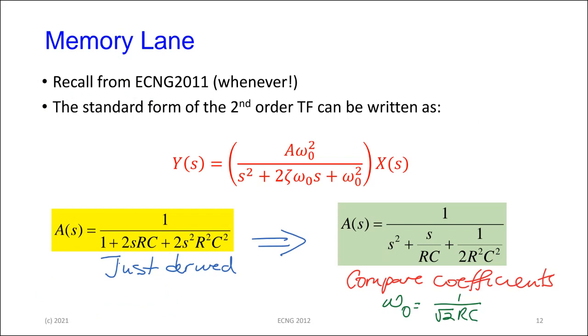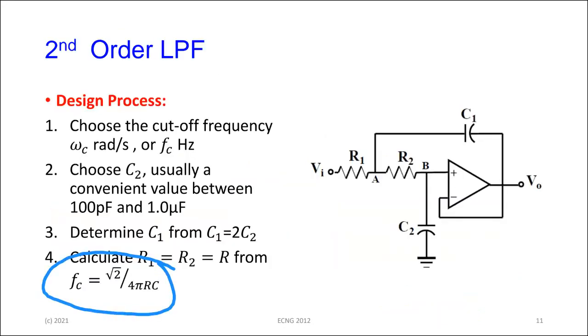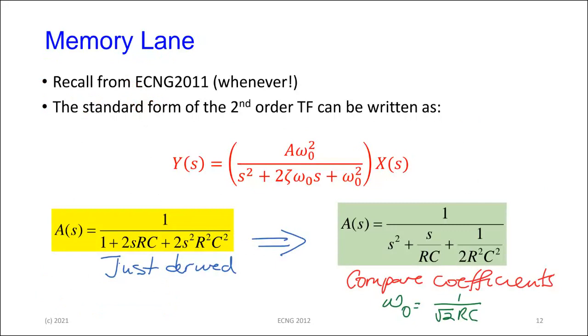All right, and if you do that, this is what I wanted to compare. So let's look at something that we covered before, memory lane. If you recall from whenever you did ECNG2011 with me or before, there was a class where we spoke about the general form of a second order transfer function when we were looking at the step responses of systems. And we came up with this one, after we manipulated some things. And we had this damping factor, an omega naught, which is a natural frequency or the resonant frequency.